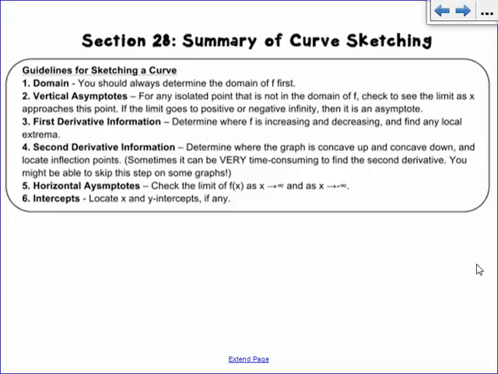Now notice I did mention here that sometimes it can be very time consuming to find the second derivative. So I'm going to talk about when you would want to find the second derivative and when you would not want to, because some of them are kind of crazy, especially if they involve quotient rule and chain rule. It gets a little crazy.